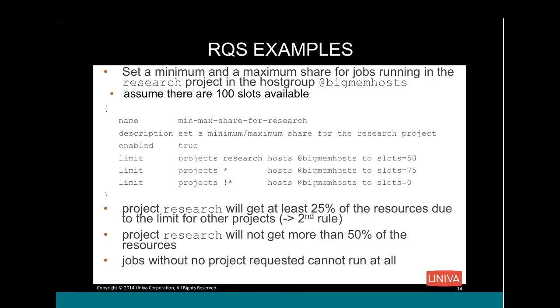And the last one is kind of interesting because it's slightly non-intuitive. You're limiting projects, so basically everything that's not a project, so no project requested, and all hosts in the big mem host group to slots equals 0. So if you don't request a project, you can't run a job. If you request a project and it's not the research project, you get up to 75 slots. And if you're in the research project, you get slots equals 50. So that's how that works.